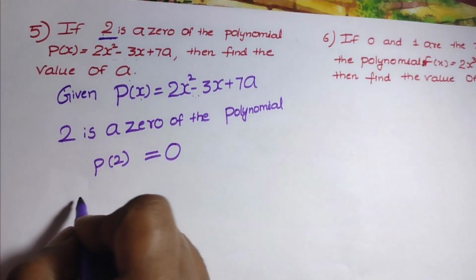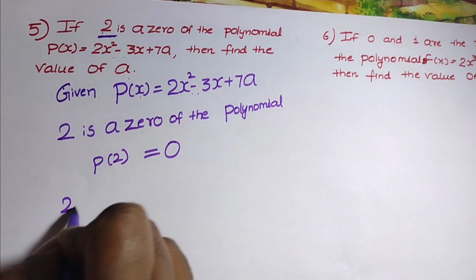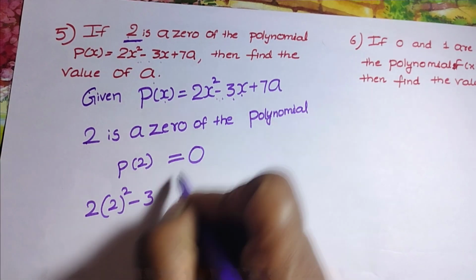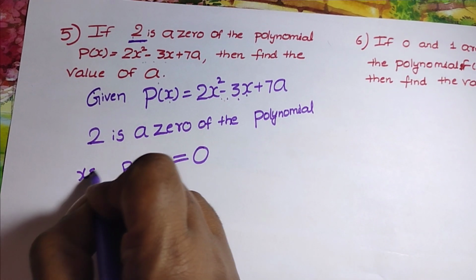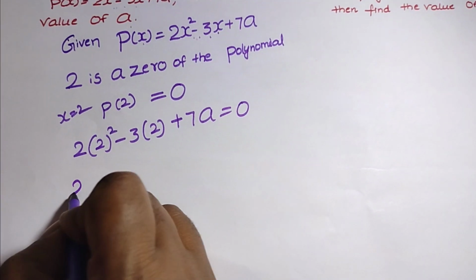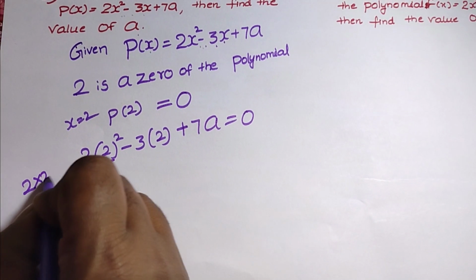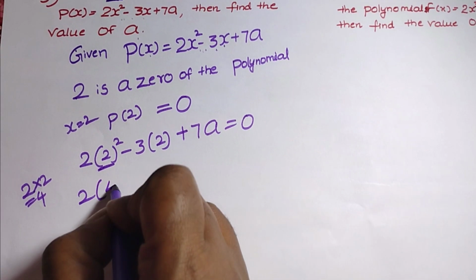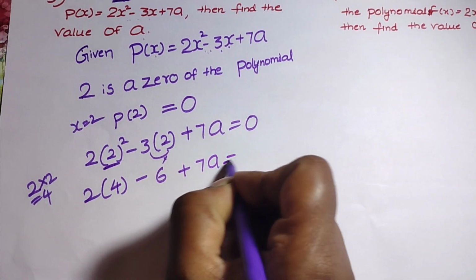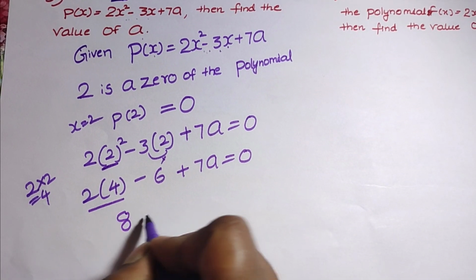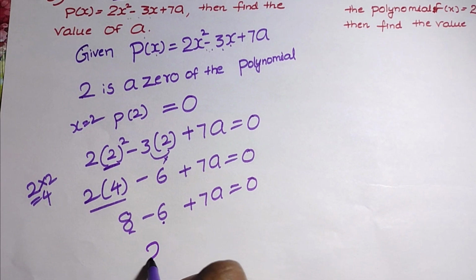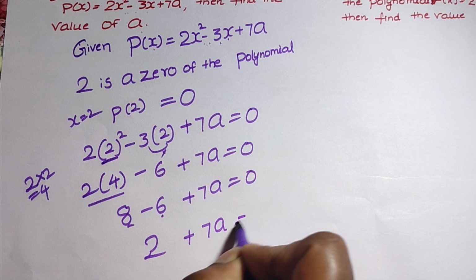So here substitute in the polynomial x equals to 2. 2 of 2 square minus 3x, అంటే 3 of 2, x equals to 2 పెట్టాలి, plus 7a equals to 0. Next, 2 square means 2 into 2 that equals to 4. 2 of 4 minus 3 2 is 6 plus 7a equals to 0. 2 4 is 8 minus 6. 8 minus 6 equals to 2 plus 7a is equal to 0.